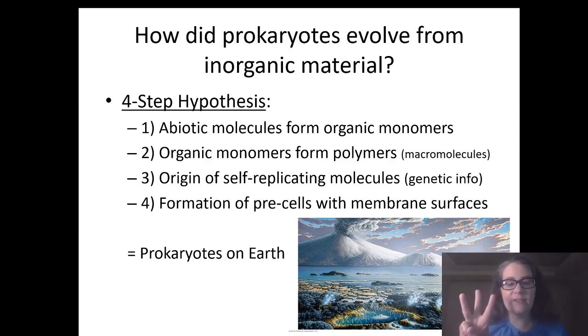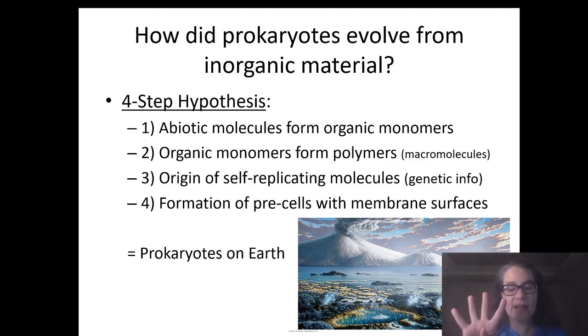Step number 3 of our hypothesis, we need to be able to form genetic information that can be passed from parents to offspring. And so this is the formation of our fourth kind of macromolecule, our nucleic acids, which include DNA and RNA. Those are built from the repeating units called nucleotides. And so we need to be able to build that last macromolecule so that we can basically inherit instructions from parents to offspring about how to build these cells and then keep these cell lines going.